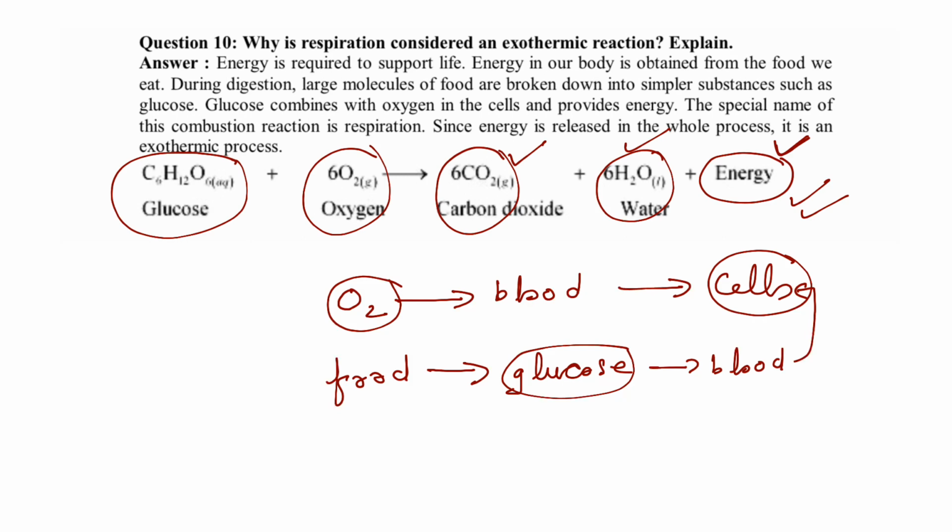Remember the point, energy is released during respiration. Respiration means this combination of glucose and oxygen in the cells so that energy is released. That is respiration. And during respiration, what is released? Energy. So it is exothermic. Energy is released, so it is exothermic. Got it, right?